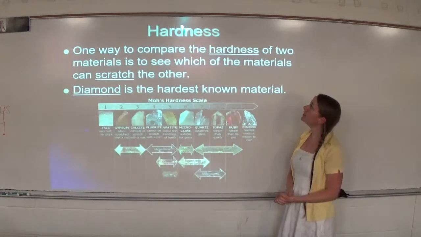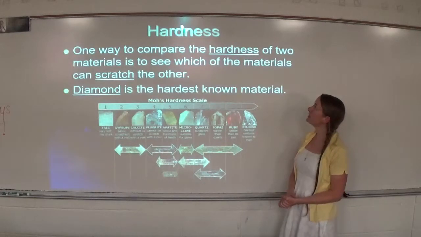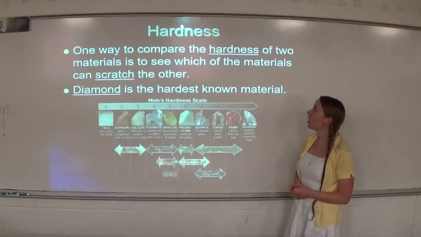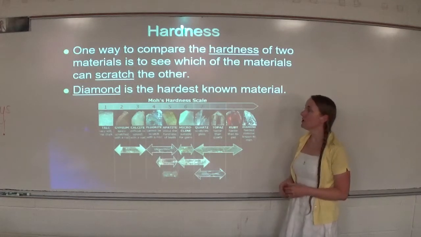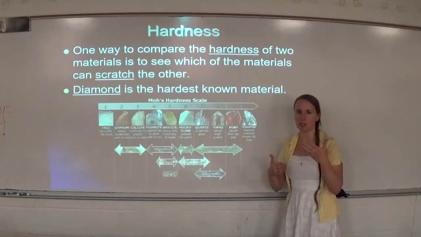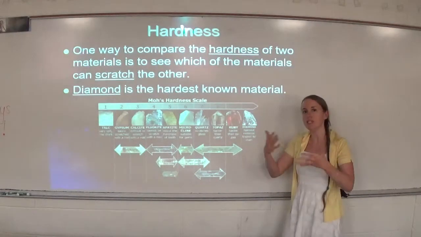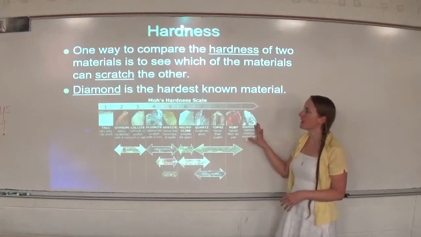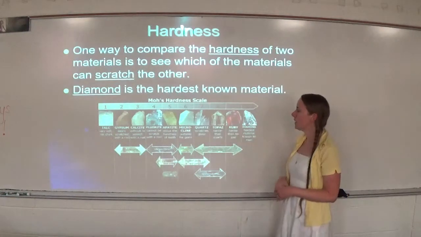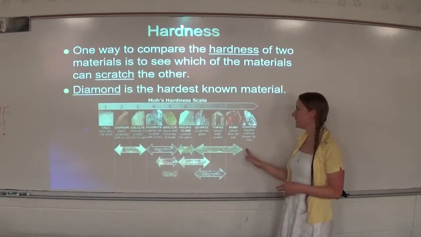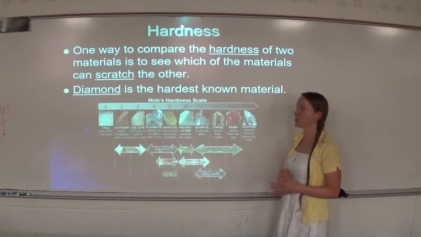Hardness. One way to compare the hardness of two materials is to see which of the materials can scratch the other. Diamond is the hardest known material. If you have two substances and you want to know which one's harder, if you try to scratch them on each other, the one that's damaged is the least hard of the two. This is an example of Mohs hardness scale, and it shows some different substances and where they stand on the hardness scale. As you can see, diamond is, of course, the hardest material known to man.